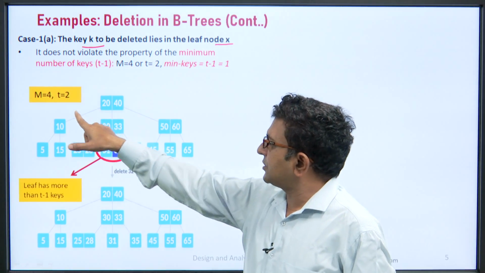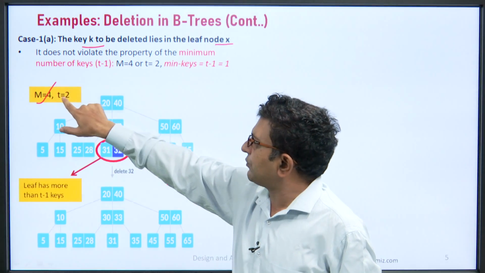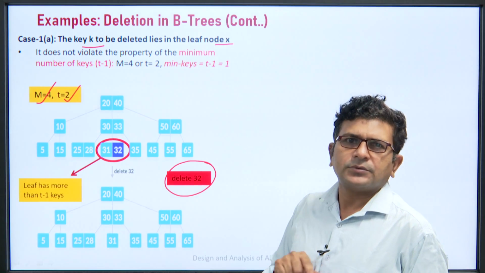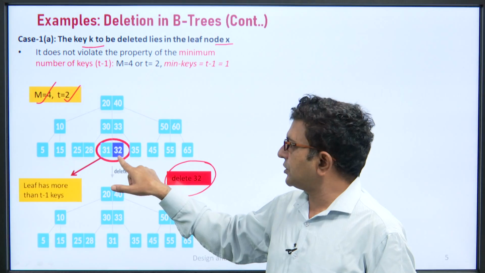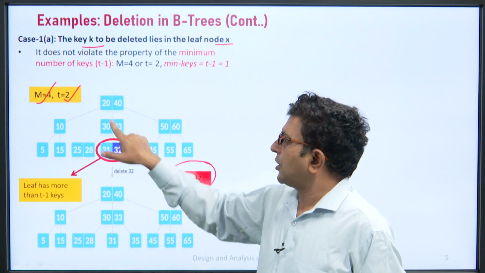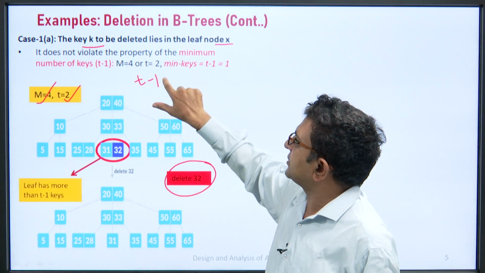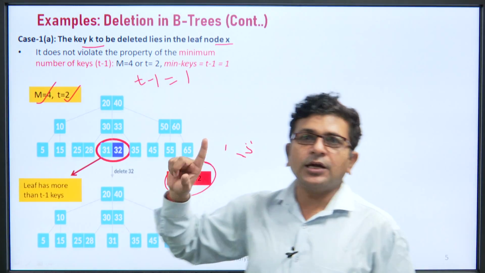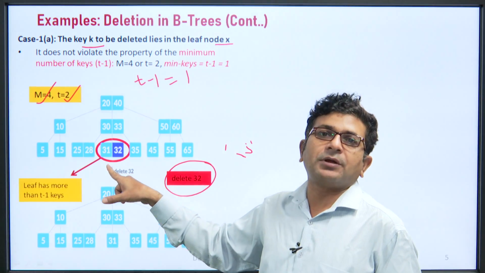This is an example of a B tree of order 4. The value of t will be 2. Now, we need to delete 32 over here. 32 is residing in the leaf node. This is the leaf node. How many keys does it have? 2 keys. What is the required minimum number of keys in any node? That is t minus 1, so 2 minus 1, which is 1. Each node should have at least one key. Now, it has one more key than the minimum.